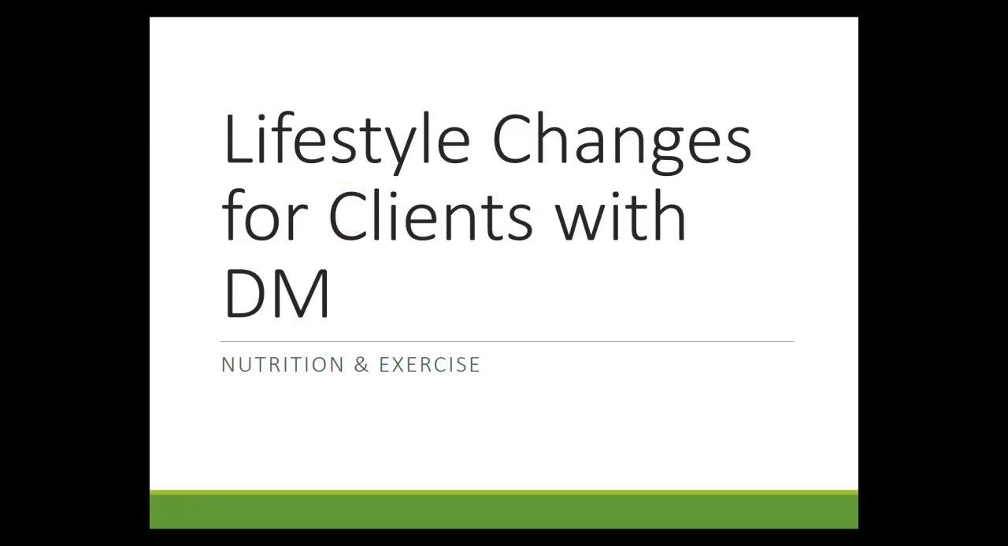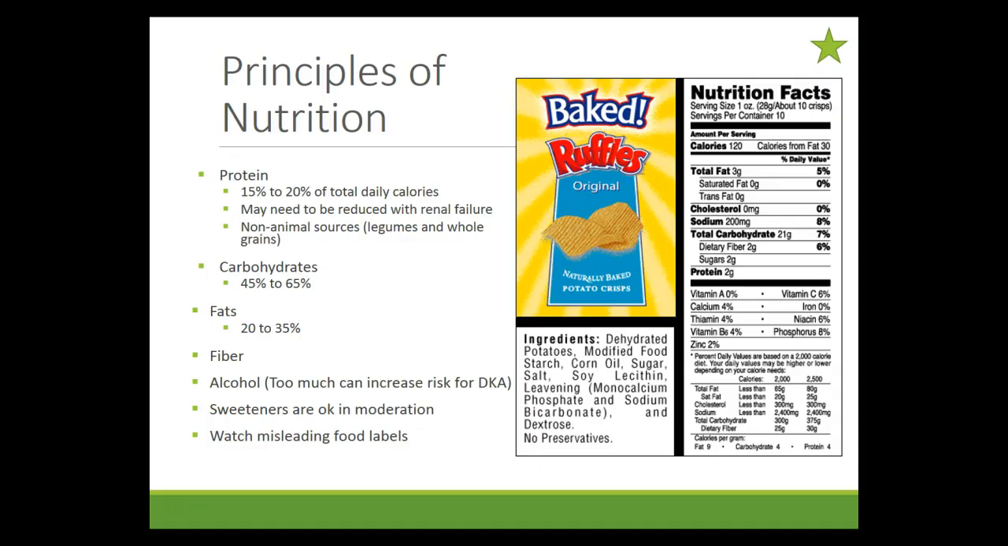Lifestyle changes for clients with diabetes. So we need to be able to talk to patients about nutrition and exercise. When it comes to nutrition, we're going to talk about proteins, carbs, and fats. Notice that there needs to be a good balance. Fiber is good. They can still drink alcohol, but not too much because it will increase the risk for DKA. Sweeteners are okay in moderation, and watch misleading food labels.